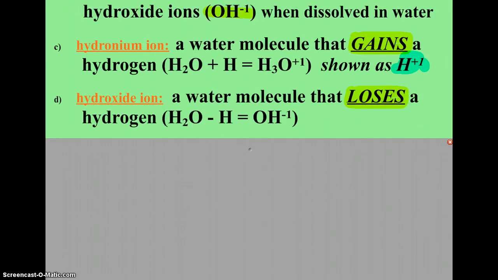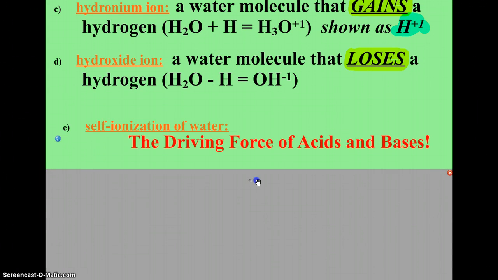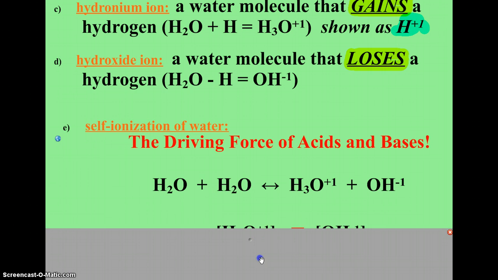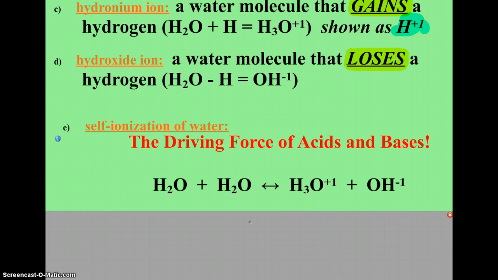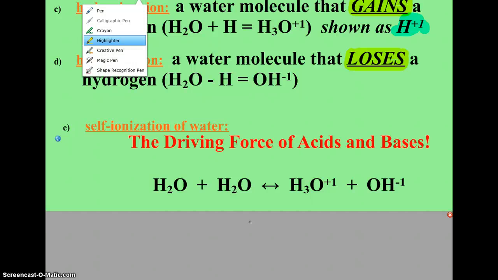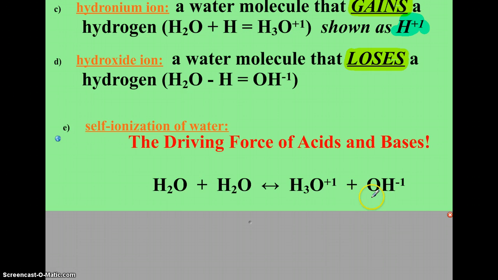This next part is pretty important. The self-ionization of water. It is the driving force of acids and bases. Essentially, in any given sample of water, two water molecules can bump into each other, and when that happens with enough energy, one of the water molecules will take a hydrogen away from the other. So you end up with hydronium and hydroxide. At the same time, hydroniums and hydroxide can bump into each other and go back to being water. And so that's why we see this little reversible symbol in the middle of that reaction.